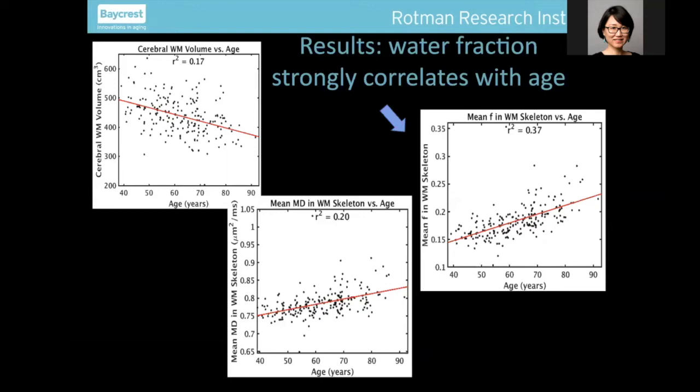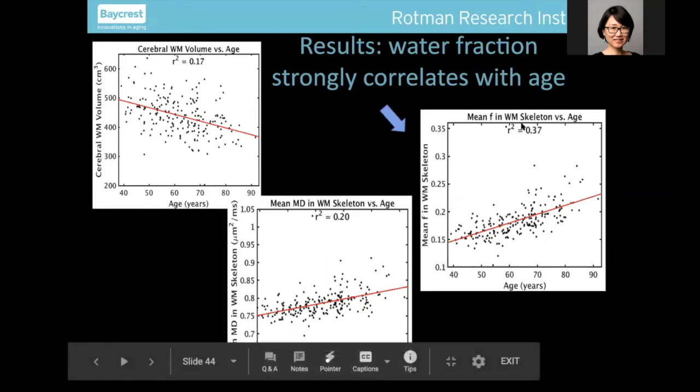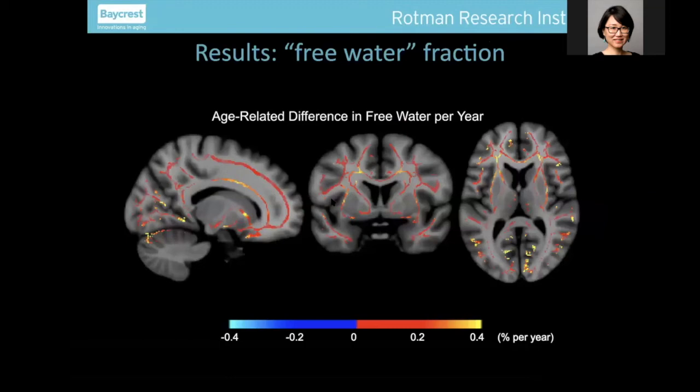To summarize on the whole brain scale, white matter volume does go down with increasing age, and the mean diffusivity in the white matter skeleton also goes up with increasing age. These are not surprising, but we did see that free water, as we measured using free water imaging, also went up with age, and it was actually associated with the highest R-square value of the three. In a more spatially defined manner, these are the regions that are most affected in terms of free water per year. Yellow is higher than red, and by and large, the entire white matter skeleton experiences extracellular free water increase with age.